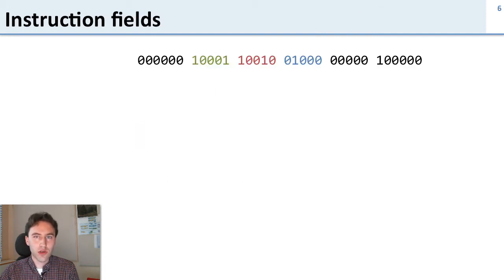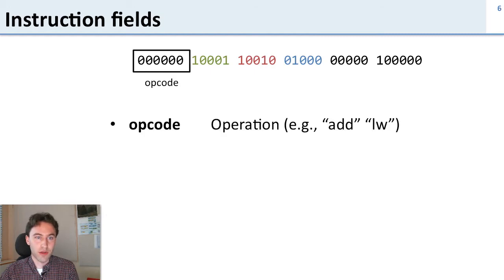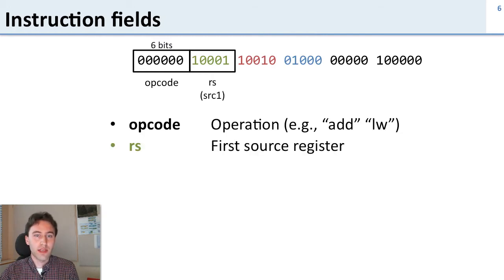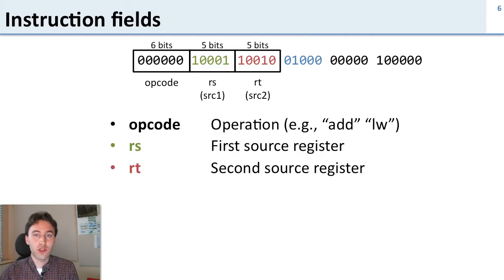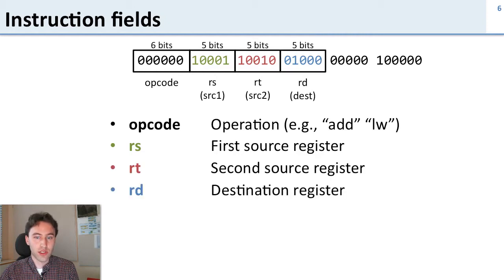So when we look at the instruction fields, we see how the instruction is broken up. The first part is the opcode, or the operation code. So this is where we specify if it's an add instruction, or a load instruction, or a multiply instruction. This is 6 bits, which gives us 2 to the 6 possible opcodes. The next field is a register field. This is the first source register, and we have 5 bits for that. Then we have 2 more fields, one for the second source register, and finally for the destination register. And these are also each 5 bits.